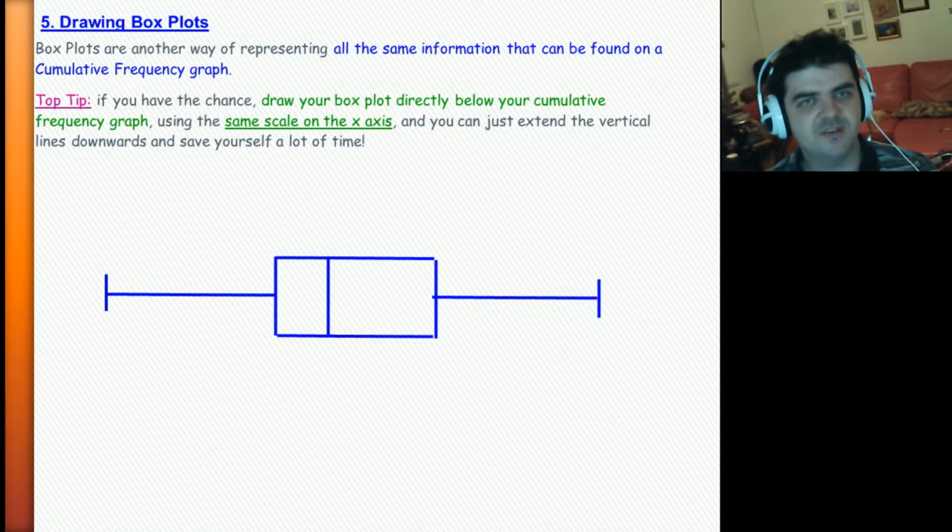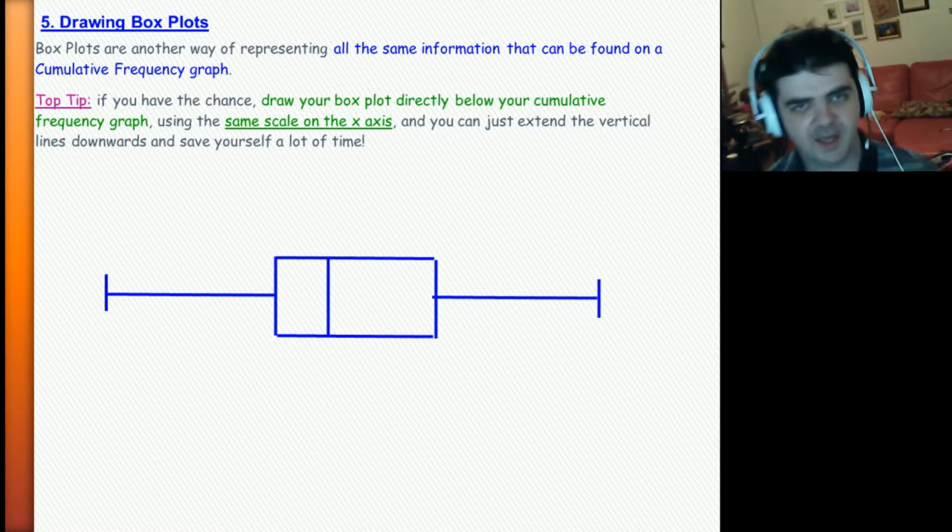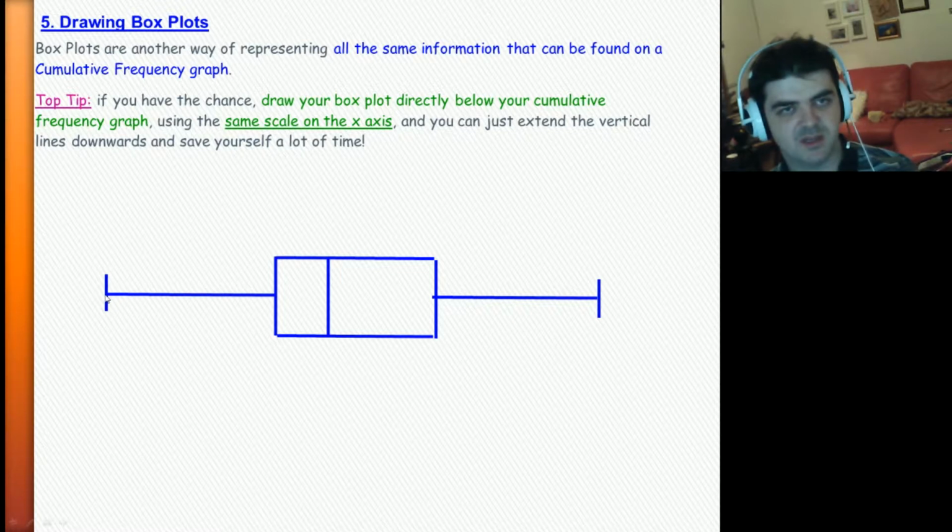If, as it says here, you have the chance, draw your box plot directly below your cumulative frequency graph using the same scale on the x-axis. You can just extend the vertical line downwards and save yourself a lot of time. So this is what a box and whisker plot looks like, okay? And I will try and point out that there are 5 measurements in it: 1, 2, 3, 4, and 5. So we'll go through each of the 5.